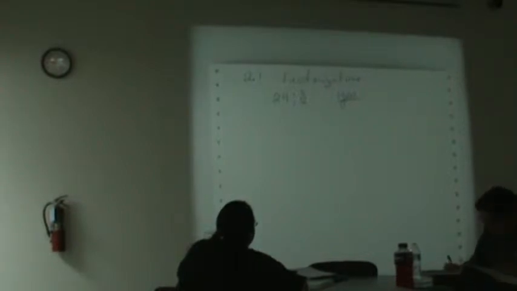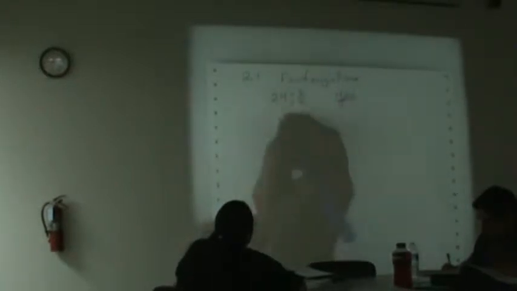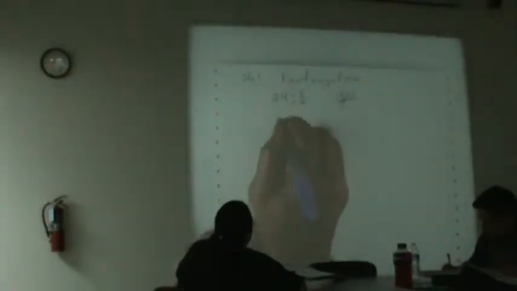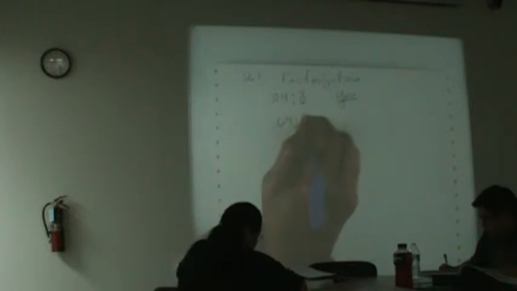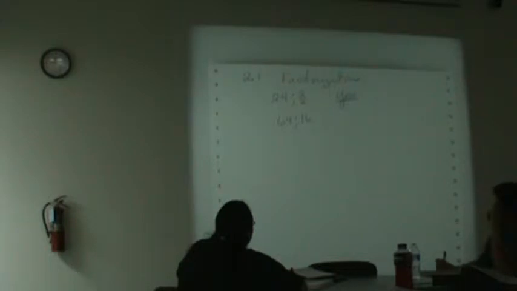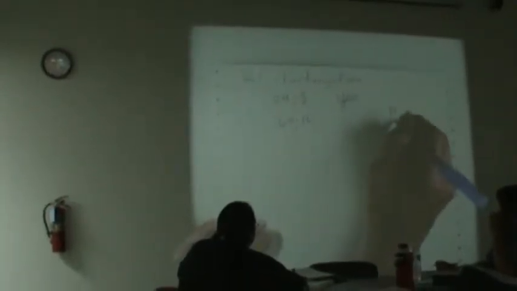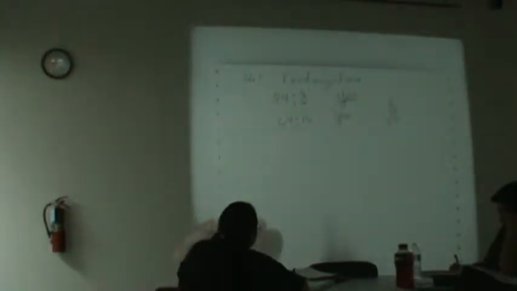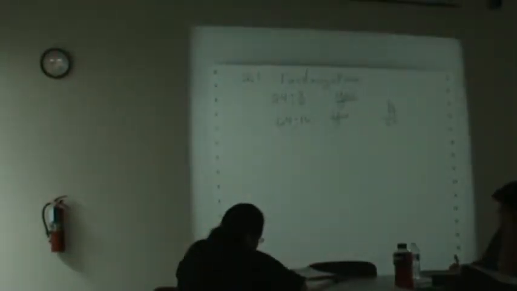How about if it says 64 and 16? No. Are you sure? 16 times 4 is 64. Yes, it is. So be careful, make sure and check it out.